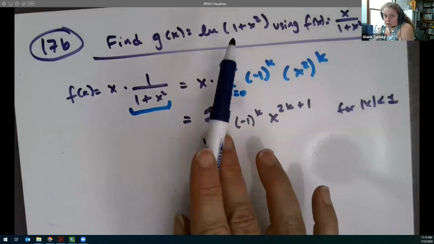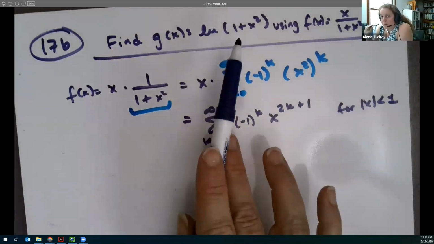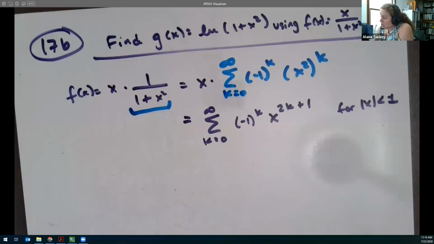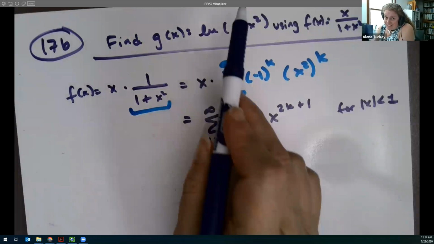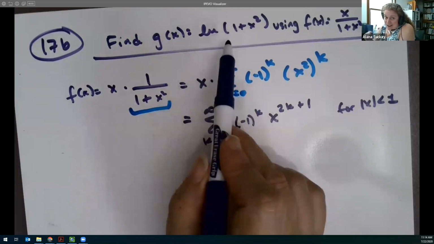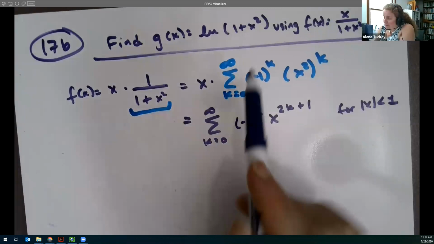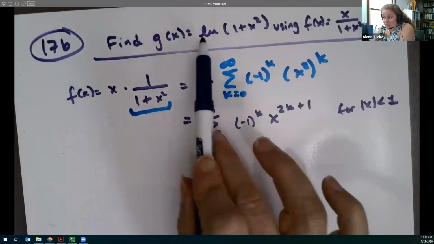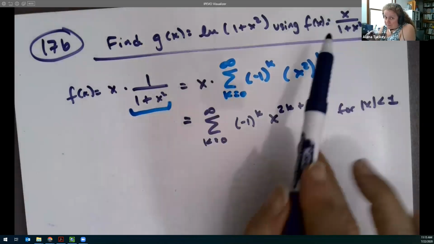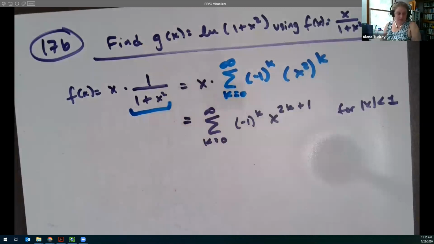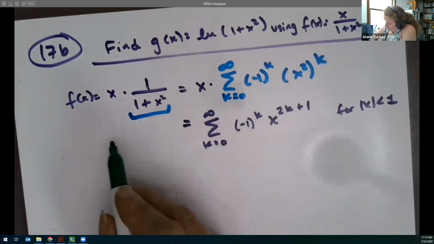How? Well, the derivative of natural log is 1 over. You see the track I'm laying down? Think about it. The derivative of this guy is that guy. So that means that if I want to find g of x from f of x, I'm going to have to integrate. So let me take f of x and let me integrate it.